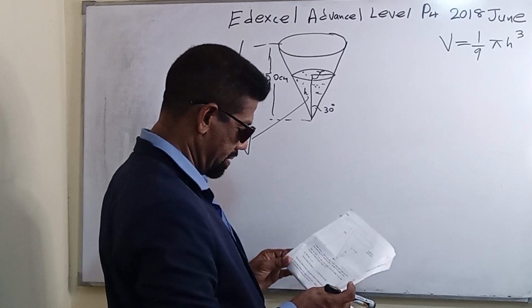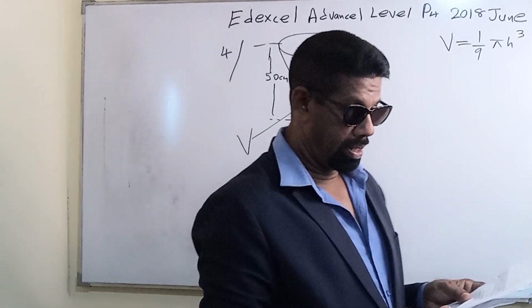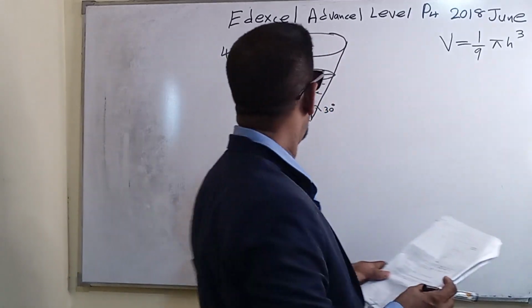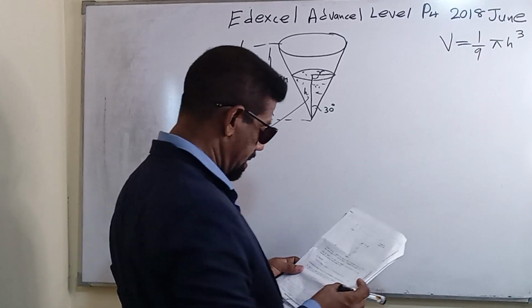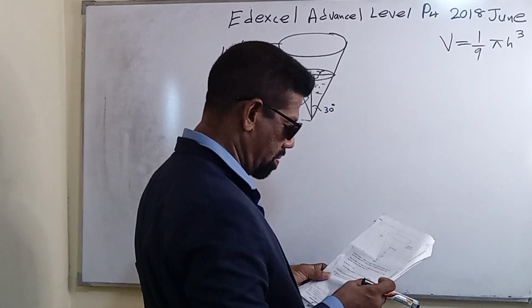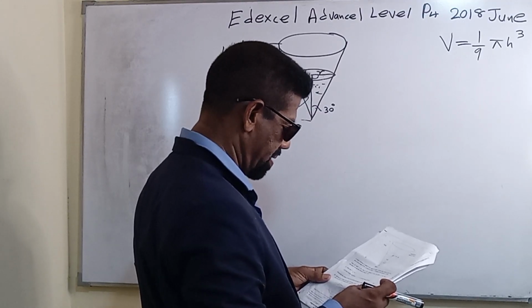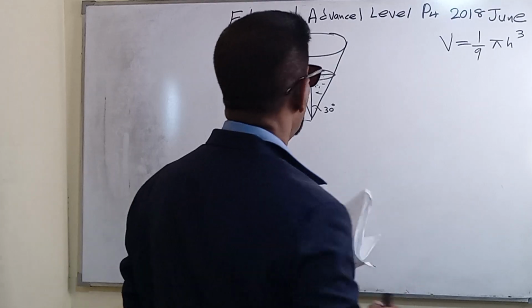Then the second part. Given that the volume of the water in the container increases at a rate of 200 cubic centimeters per second, find the rate of change of the depth of the water. We are going to discuss the first part first, right?